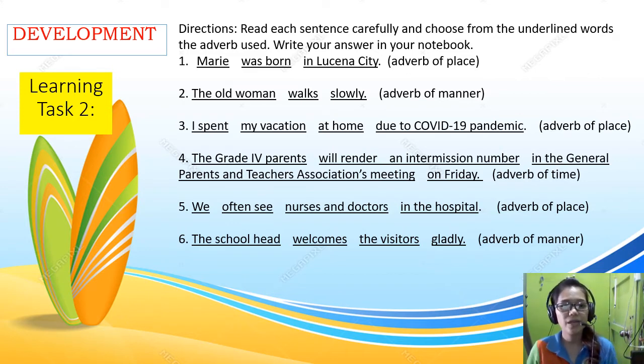Next, number 4. The grade 4 parents will render an intermission number in the General Parents and Teachers Association's meeting on Friday. Which one is the adverb of time? Number 5. We often see nurses and doctors in the hospital. Which one is the adverb of place? Number 6. The school head welcomes the visitors gladly. Which one is the adverb of manner?